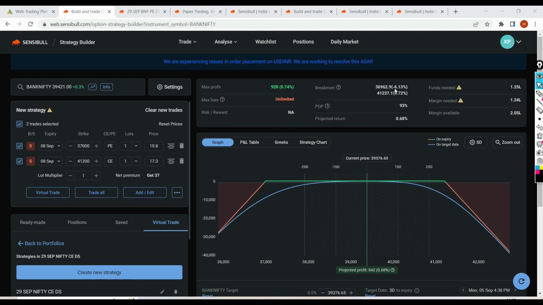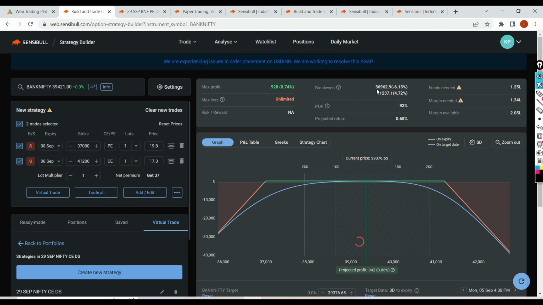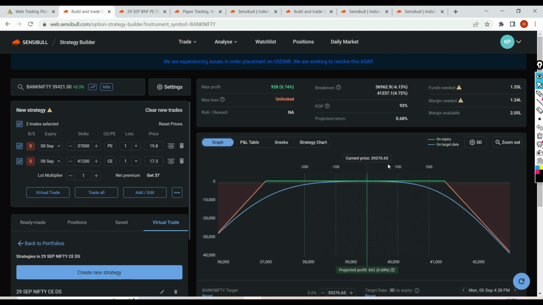See, 6.13% on the downside and 4.72% on the upside. So you'll be getting, check the probability, 93%. This is only possible when you select your strikes accordingly. So that's the reason I selected this strike.